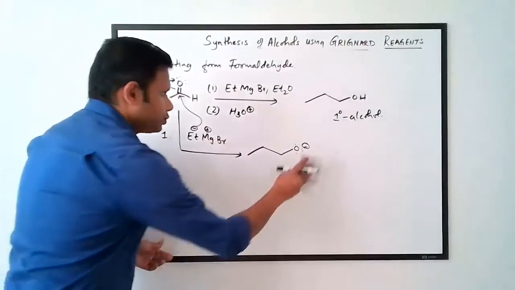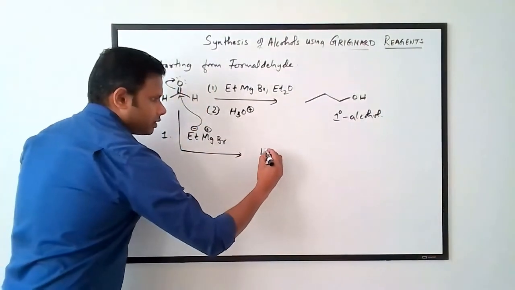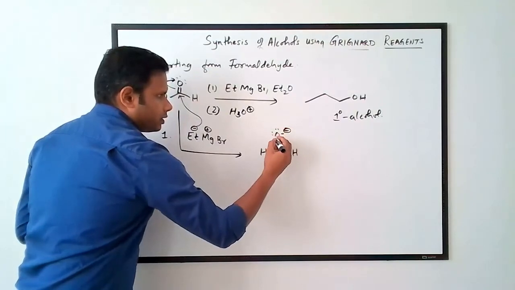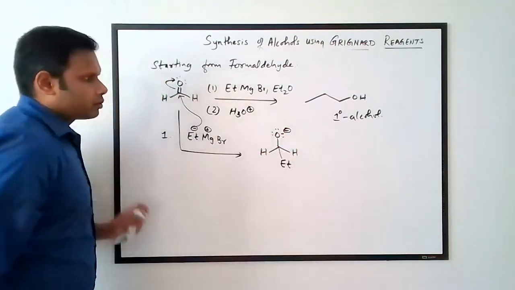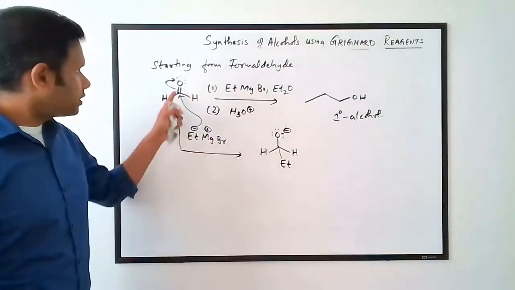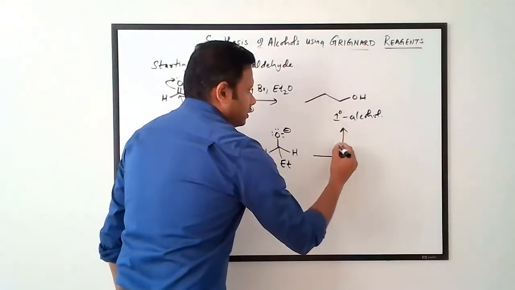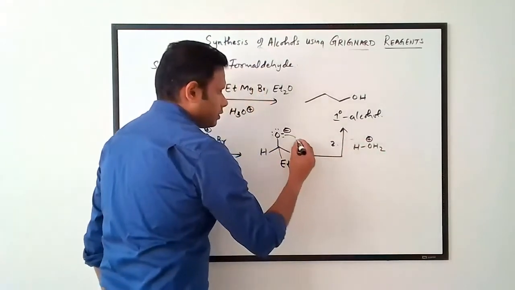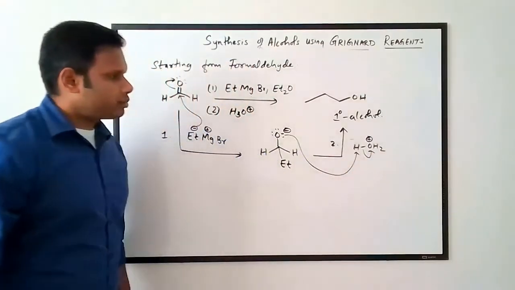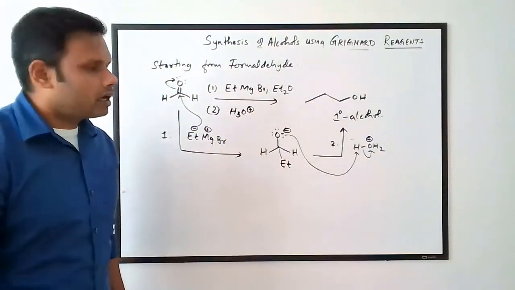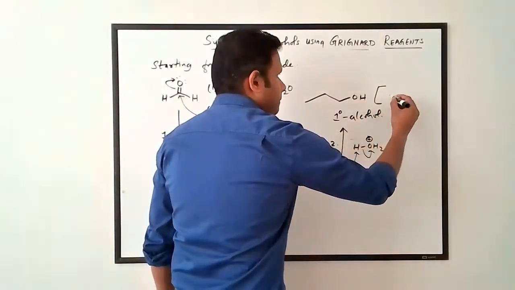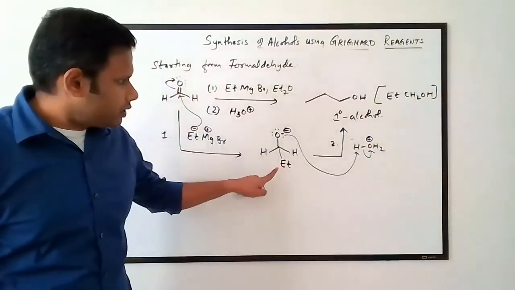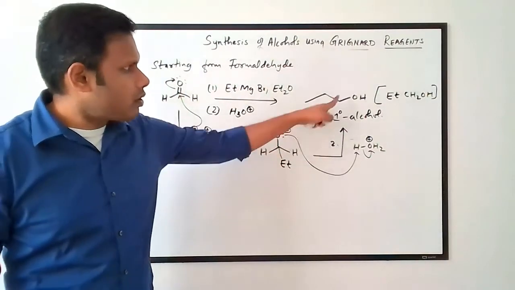I don't know if it helps to write it a different way. We can write it like this so that you can see the connection between formaldehyde and this alkoxide. So this is where the ethyl group is connected. Okay, the ethyl group got connected to that carbon. And then in the second step, we have the workup, which comes in, picks up that proton, and that would finally give me that alcohol, which is basically an ethyl with a CH2 and an OH. That's what we're looking at here, ethyl with a CH2 and an OH, so we get that product.